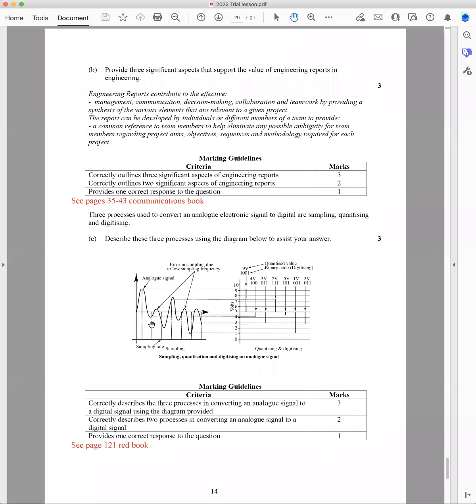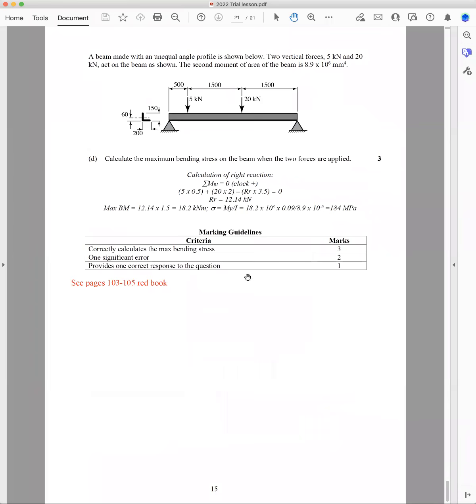So there's the samples there, and then you have to quantize these samples. So you draw a line across there and you see the quantity, and it's 9 volts. And then digitizing is changing the numerical value to a binary code, and that's digitizing. Last question. I'm sorry this is taking so long, but I'm nearly finished now.